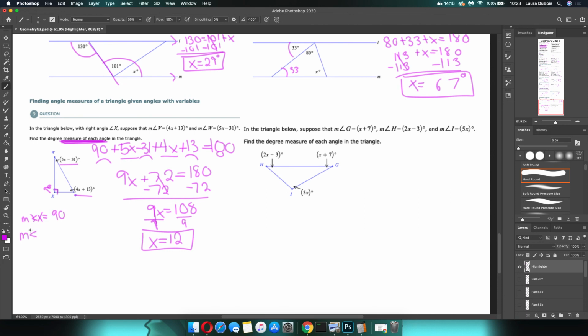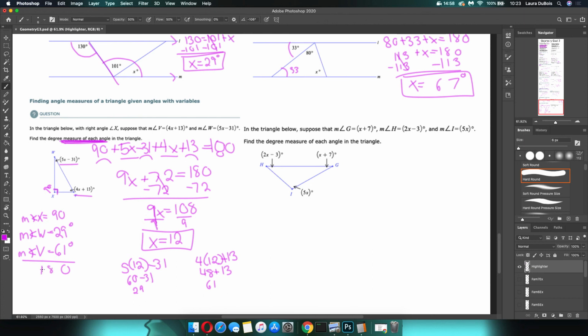The measure of angle w is 5 times 12 minus 31. So that's going to be 60 minus 31, which is 29. So that's 29 degrees. Next up, the measure of angle V is going to be what? That is going to be 4 times 12 plus 13. So 48 plus 13, that's 61 degrees. Does that all add up to 180? Let's double check my math. Yep, it adds up to 180, so therefore we're good.